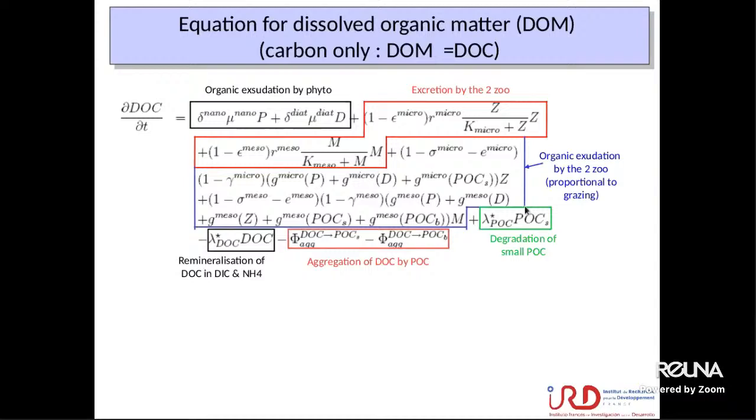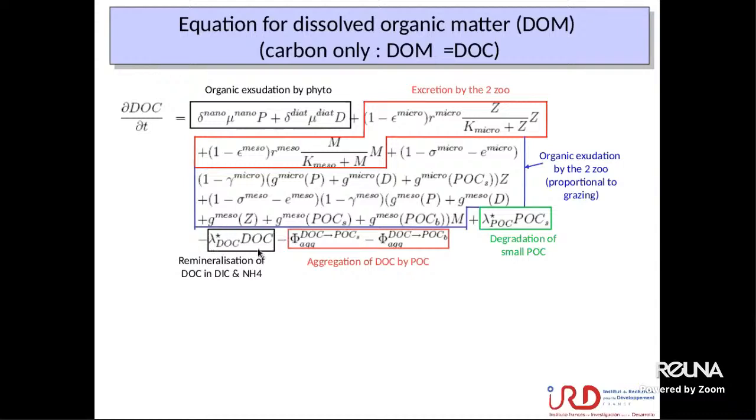Another source term is the degradation of small particulate organic carbon. So you have very small particles that are getting so small that they are counted as dissolved. They don't fall anymore. So you have a flux with this coefficient that is important for determining this flux. So all these terms are sources, but then you have these sink terms that are with minus in front.